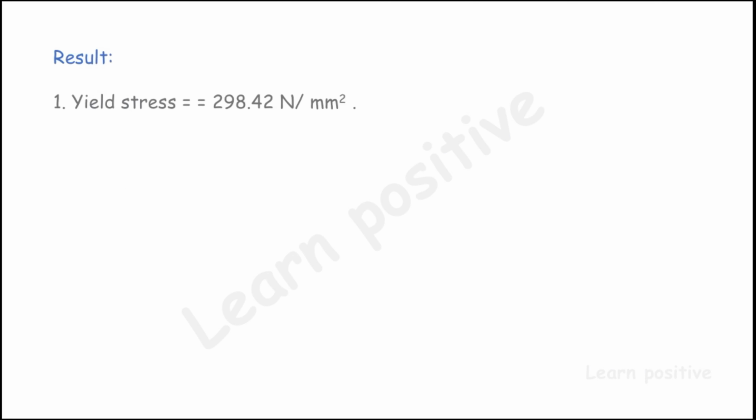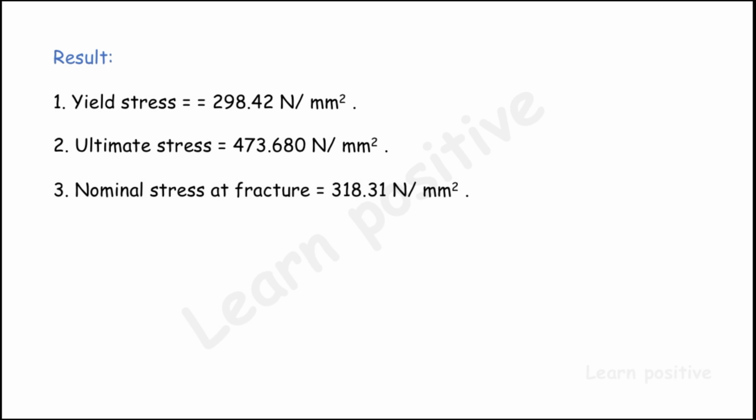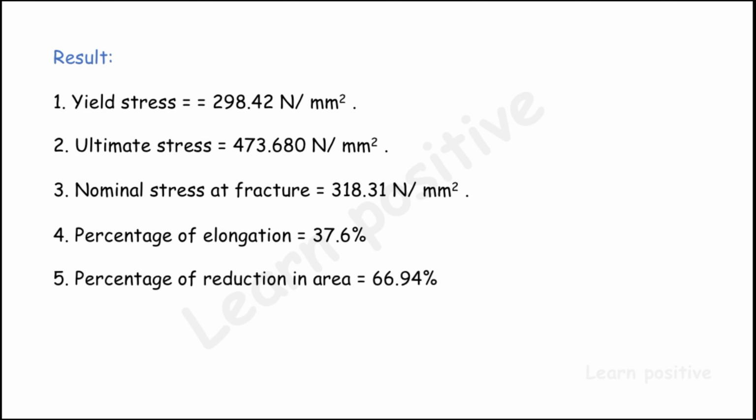So the result is yield stress, that is 298.42 Newton per mm square, and ultimate stress 473.680 Newton per mm square, and the nominal stress at fracture is 318.31 Newton per mm square. The percentage of elongation is 37.6 percentage and the percentage of reduction in area is 66.94 percentage. So these are the values we found.